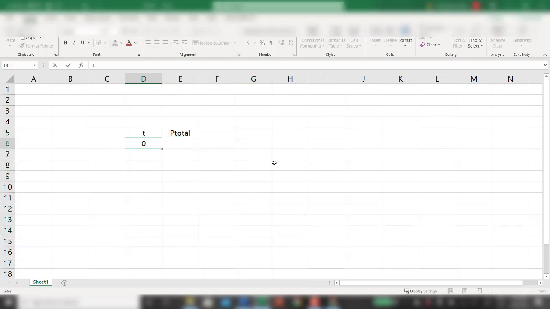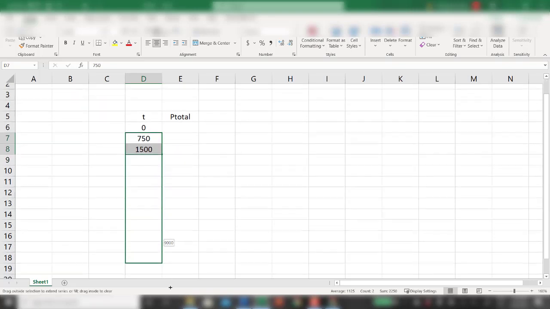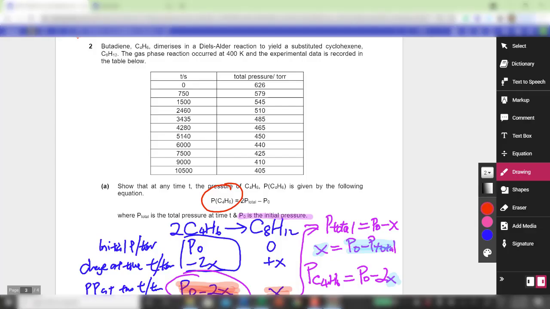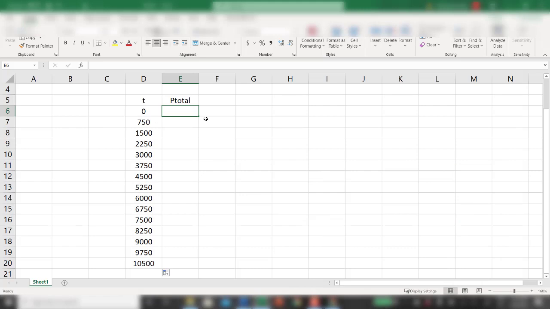Just going to do it in a relatively quick way. The time we're given is 0, 750, 1500, and then after that I'm just going to drag it down to 10,500. The total pressure we are given is 626, 579. I'm just going to copy this over: 626, 579, 545, 510, 485, 465, 450, 440, 425.